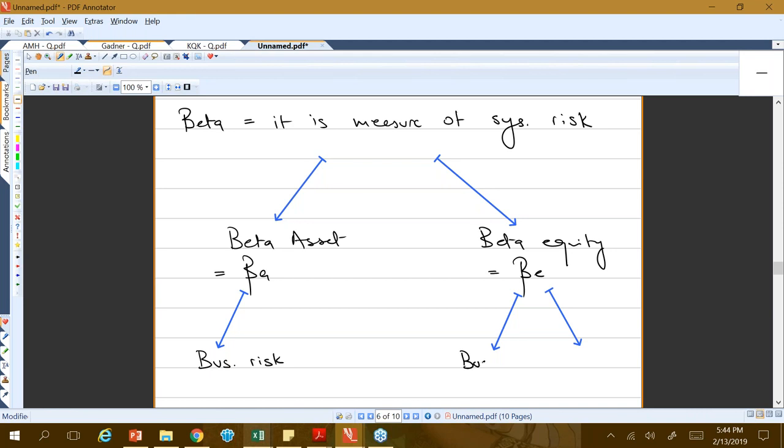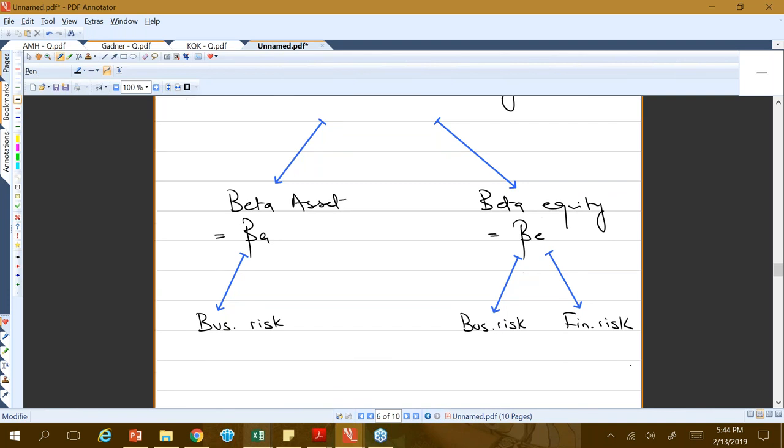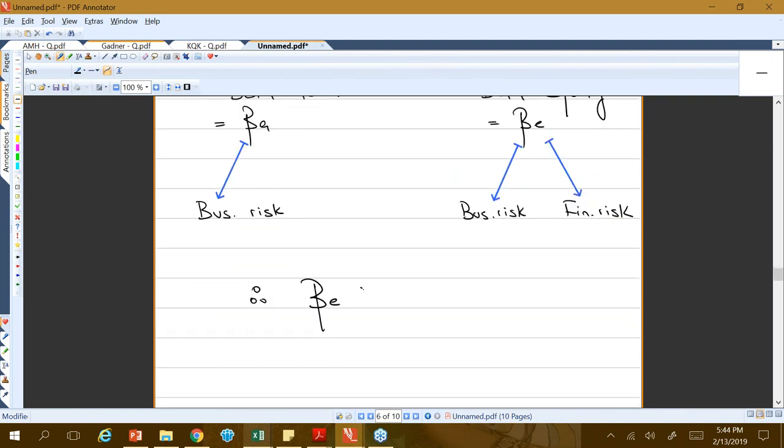Beta equity has got the same business risk, but an additional financial risk onto it. So please remember that beta asset has got one risk, beta equity has got two risks. And remember, financial risk can be zero. If the financial risk is zero, both of them are the same because they've got the same business risk in them. But if financial risk is not zero, then please remember that the beta equity will always be greater than beta asset. And why will beta equity always be greater? Because beta equity has got two risks and beta asset has got one risk. But if there is no financial risk, they can be equal.